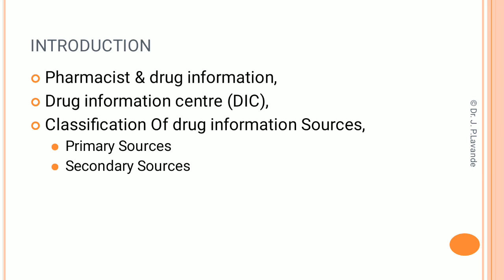Secondary sources. They do not contain original reports, that is, the information present is second-hand in nature, but the most important advantage is that they are easily available to searchers, like indexing and abstracting services, computerized search services, textbooks, encyclopedias, handbooks, dictionaries, monographs, pharmacopoeias, and periodicals, etc.